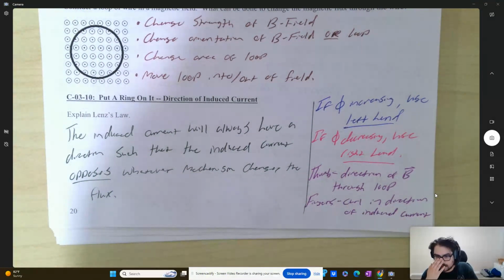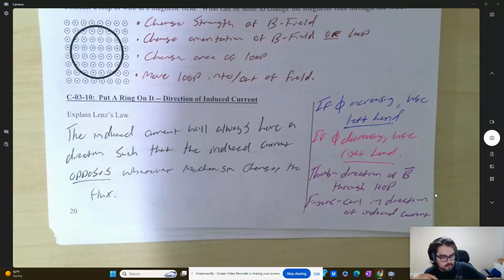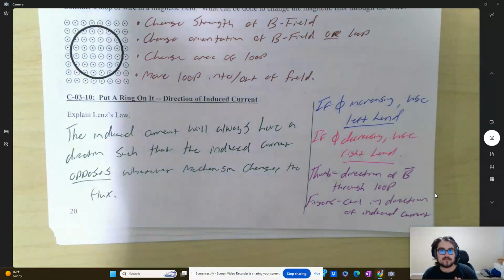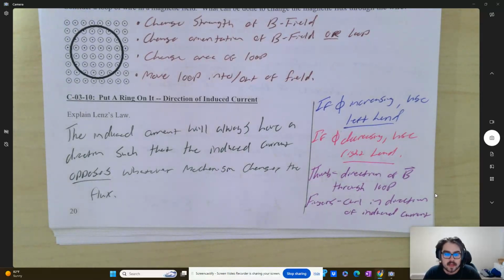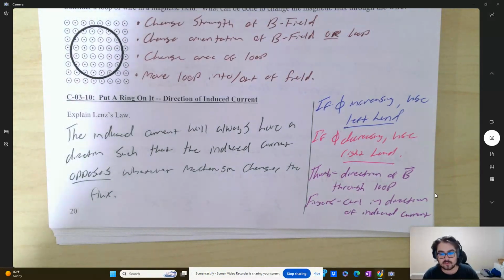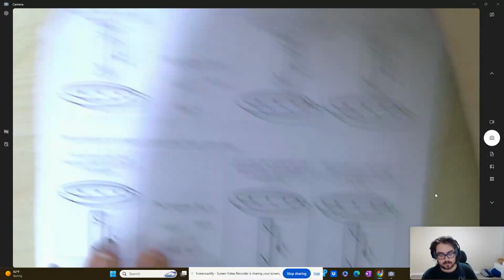Very, very similar to the right-hand rule I believe is the one we learned for a solenoid, right? Very similar to that, except now you have to consider if the flux is increasing, you use your left hand. If it's decreasing, you use your right hand. Okay. So here's some examples.